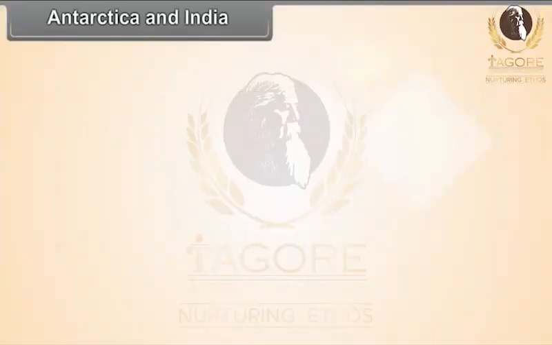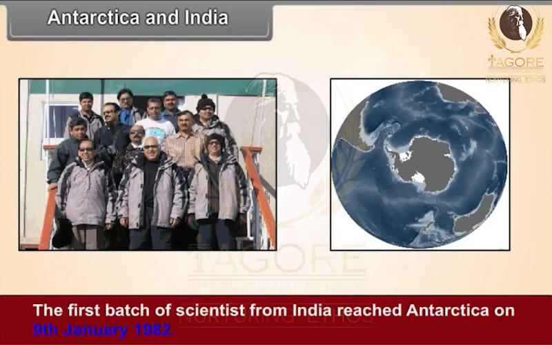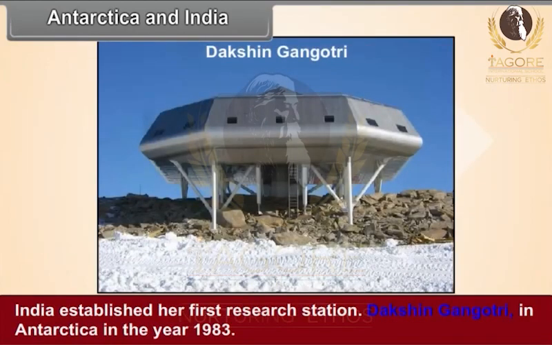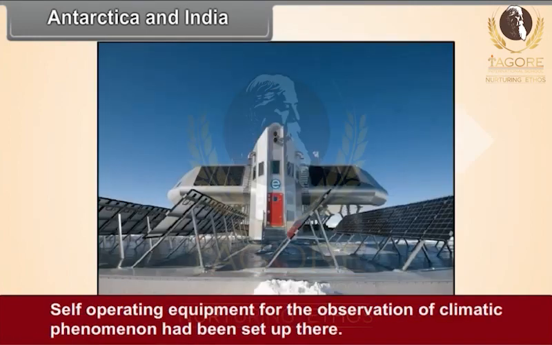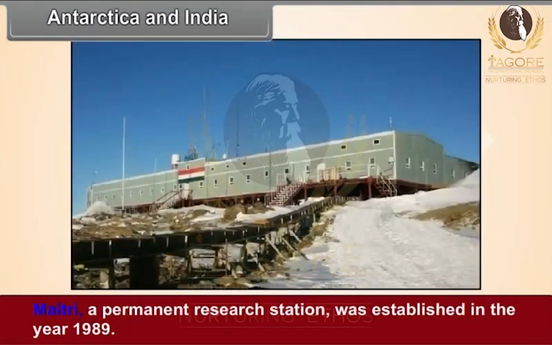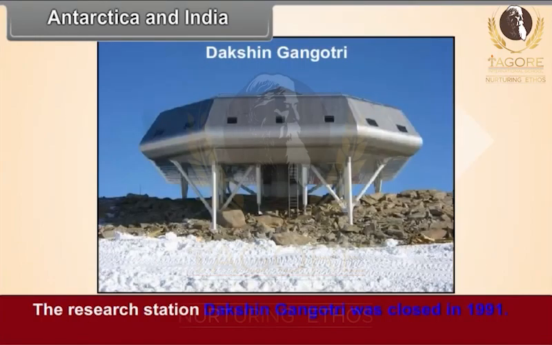Antarctica and India. The first batch of scientists from India reached Antarctica on 9 January 1982. India established her first research station, Dakshin Gangotri, in Antarctica in the year 1983. Self-operating equipment for the observation of climatic phenomena had been set up there. Maitri, a permanent research station, was established in year 1989. The research station Dakshin Gangotri was closed in 1991.